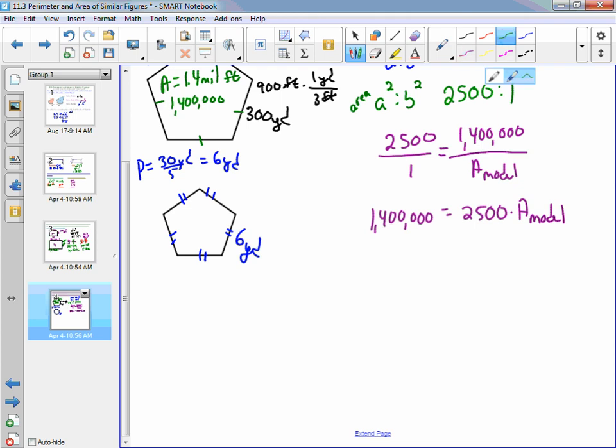And we divide by 2,500 on both sides. And we get that the area of the model is 560 square yards.